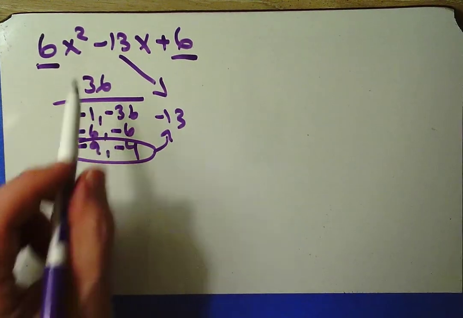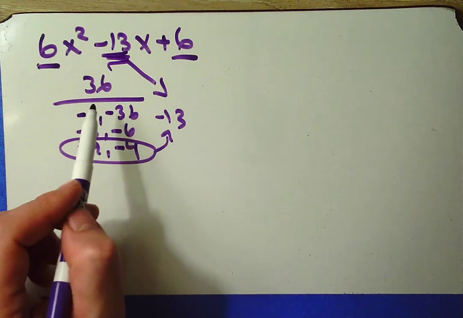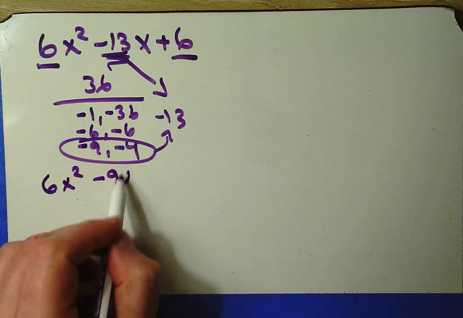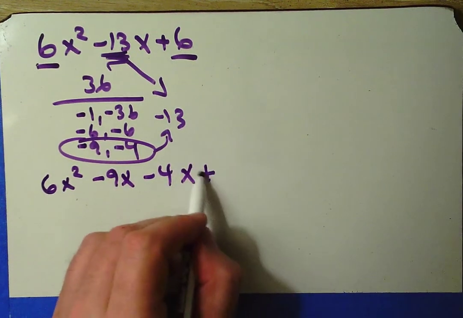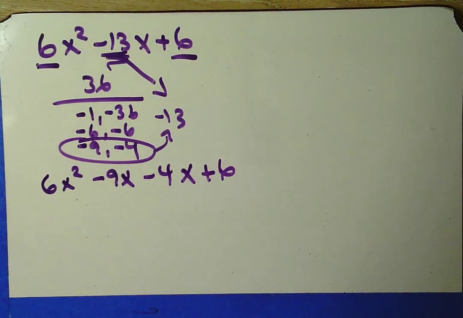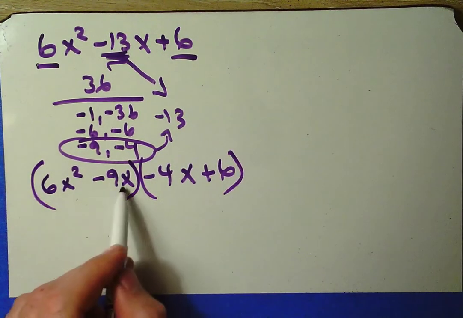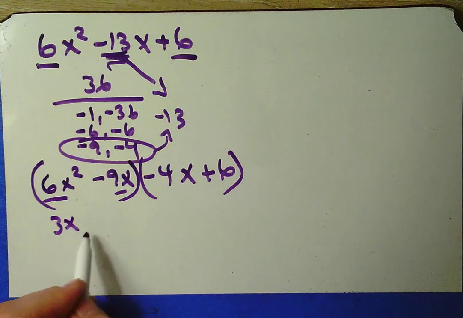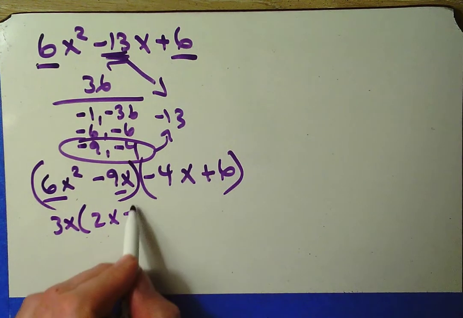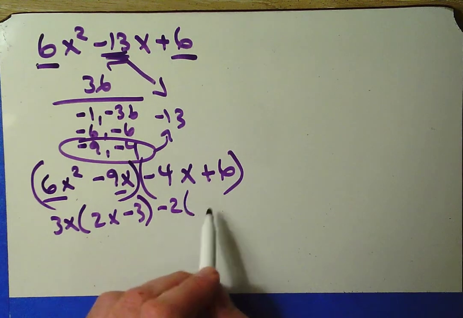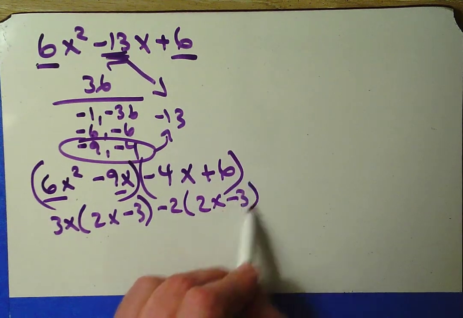So I'm going to take these two numbers and replace this 13 with those two numbers. I'll have 6x squared minus 9x minus 4x plus 6. And I know there are more terms here now than when I started, but that's okay, because what I'm looking to do here is factor by grouping. So from the first pair, I can take out a 3x, leaving me 2x minus 3. And from the second pair, I can take out a negative 2, leaving me 2x minus 3.